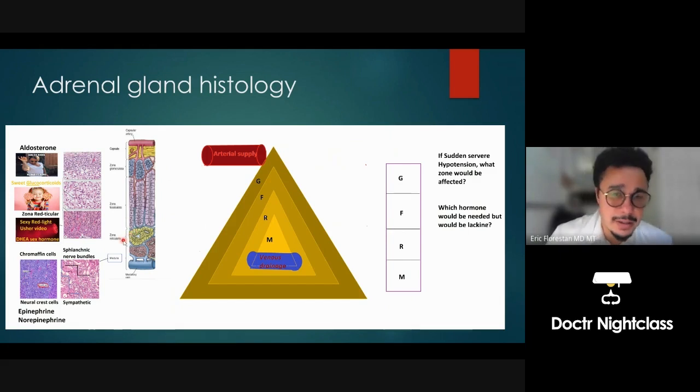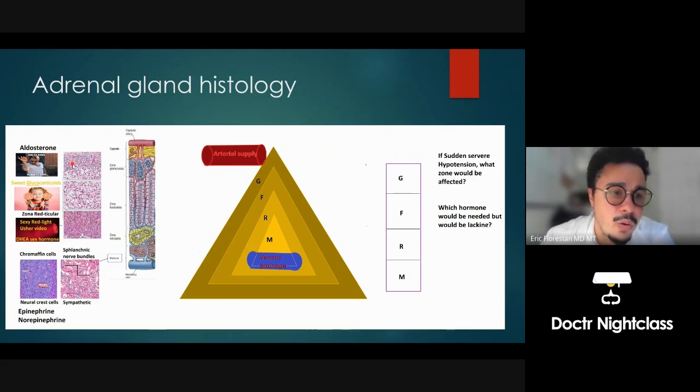There's basically four. At the top, you have the zona glomerulosa. We're calling it a zone here. I like how we call it a zone here because when I talk about blood supply, it's going to make a lot of sense, but the zona glomerulosa.